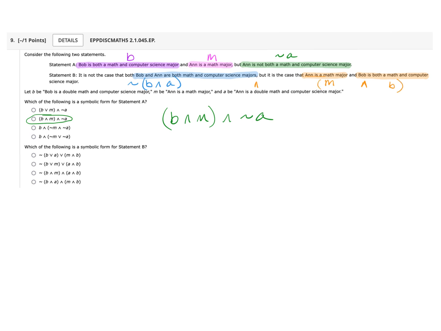It's the case that those are both true. Okay, so this one is not the case that Bob and Ann are both double majors. But it is the case, so and it is the case that Ann is a math major and Bob is a double major. Okay, so that is option, the last one.